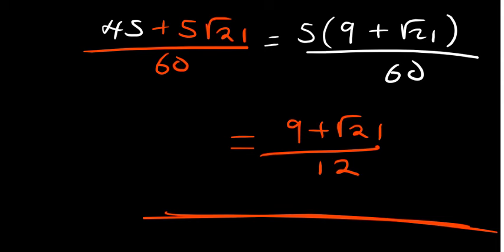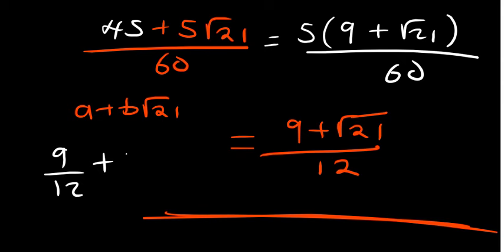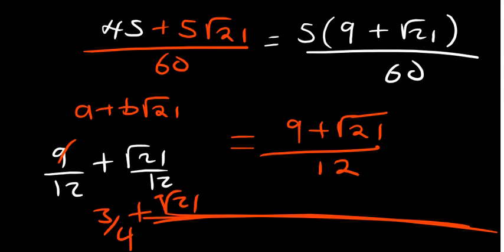You can go beyond if the question is requesting you to express your solution in the form of a plus b root of 21, divided by the 12. So if you want, you can do that. So you have 9 over 12 plus root of 21 over 12. Divide the 9. 9 by 3 is what? It's going to be a 3 over 4 plus root of 21 over 12, which is very much okay.